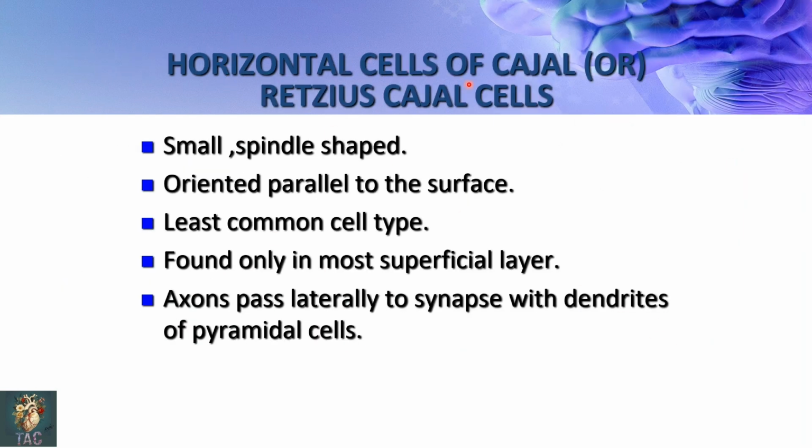Horizontal cells of Cajal, or the Retzius-Cajal cells, are the next type of cells present in the cerebral cortex, and their name is because of the scientist who first described them. These are small spindle-shaped cells oriented parallel to the surface. They are the least common cell type, found mostly in the superficial layer. The axon passes laterally to synapse with the dendrites of the pyramidal cells.